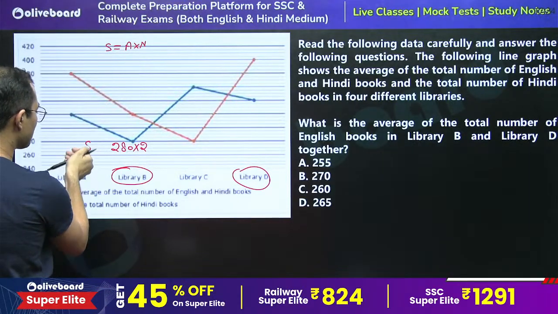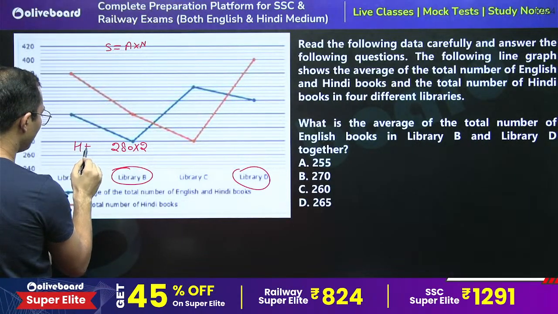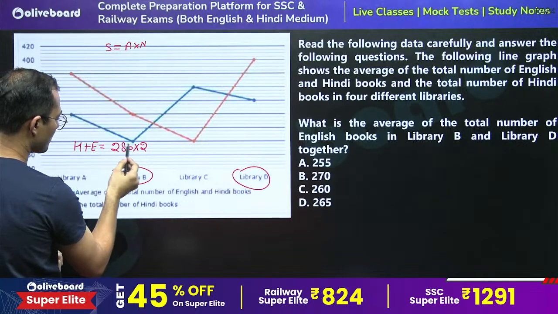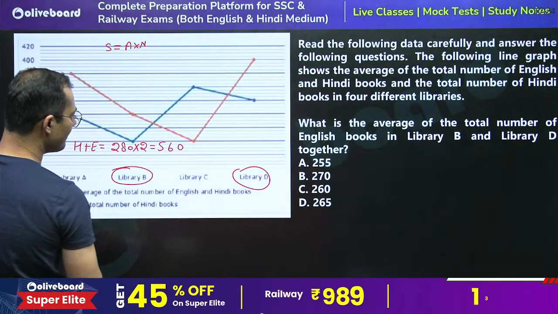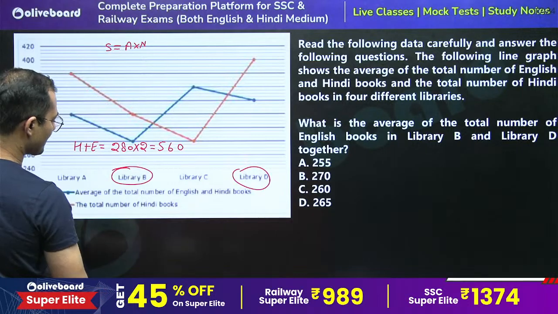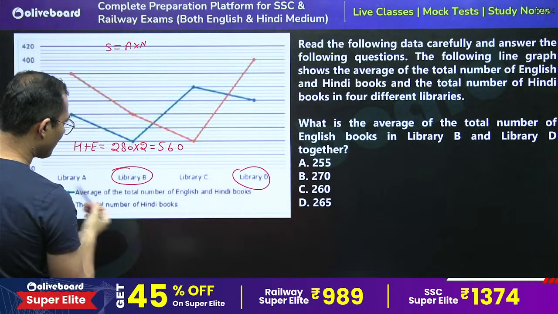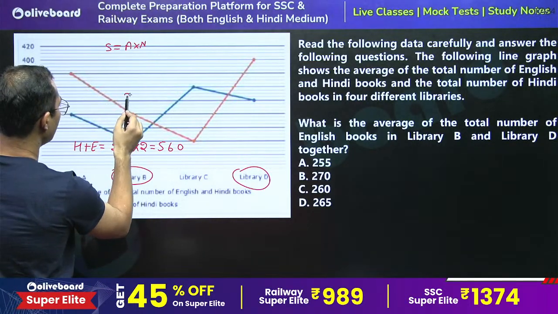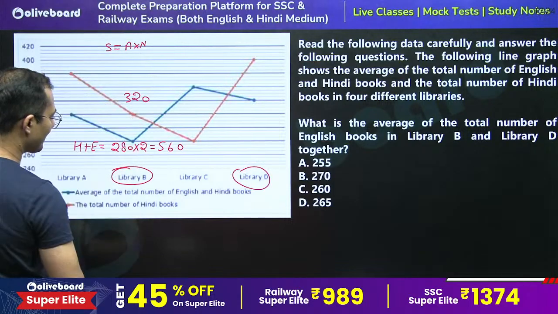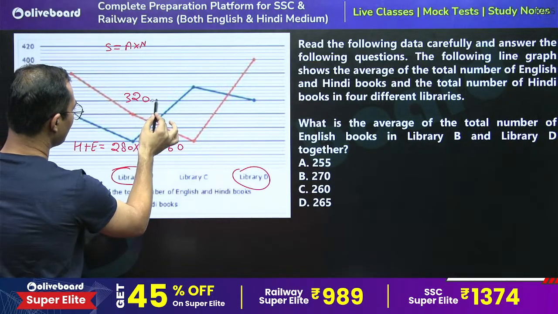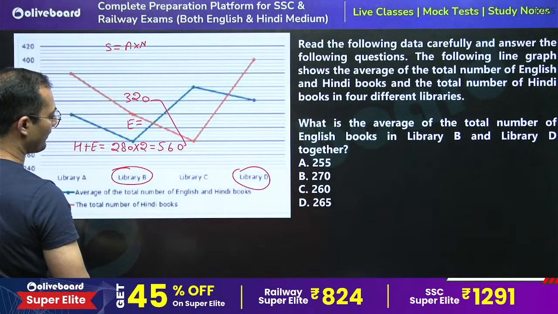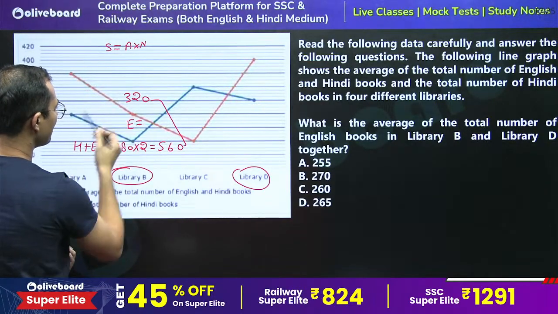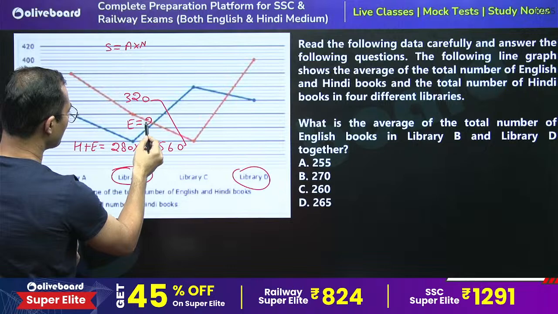So the sum means what? Hindi plus English total books are going to be 560. And out of 560, the total number of Hindi books is 320, right? So in library B, the total number of English books is the difference. So 560 minus 320, here I will get 240, right?